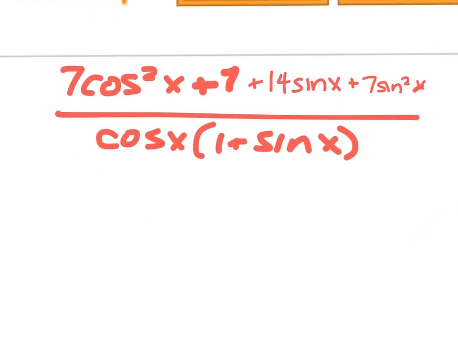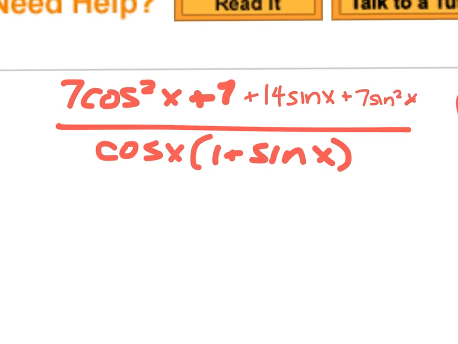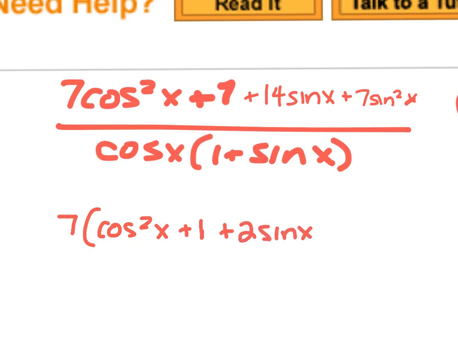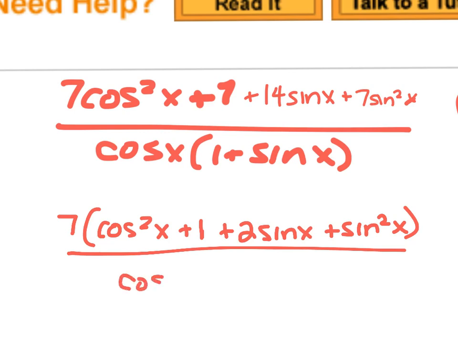So then from here, you can combine your like terms, okay? There's a cosine and a sine, which can't combine yet, but there's a 7 and then the 14 sine x. So the fact that there's a mix of sine and cosine is telling you something's got to get eliminated here. Every single one of those numbers is divisible by what? 7. So if I start there, I get 7 times cosine squared x plus 1 plus 2 sine x plus sine squared x, all over cosine x and then 1 plus sine x.